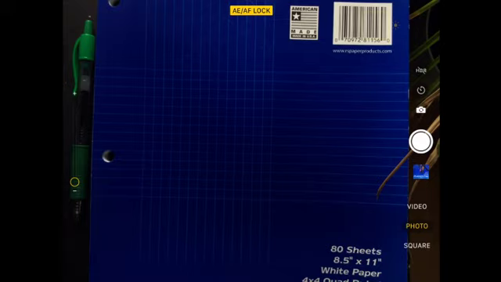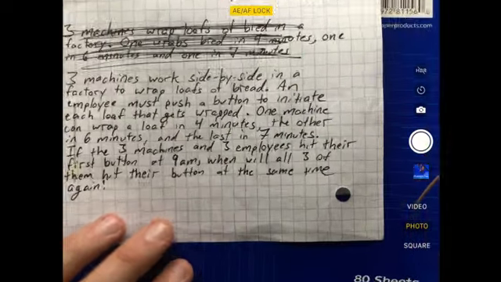Okay, here we go. So this is a very similar problem. So for all of you homies who are looking for redemption, now you're gonna get it.